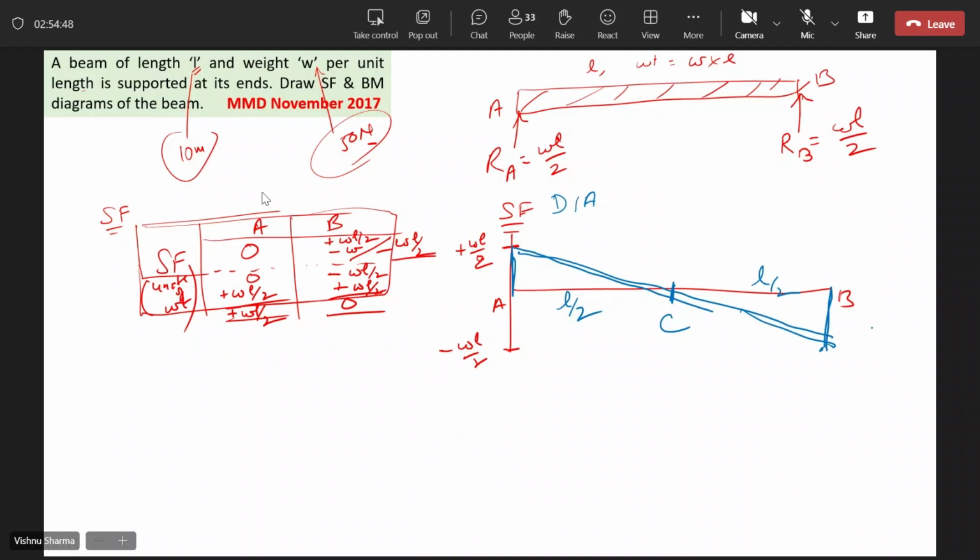So what are you doing? Basically, instead of putting 25, you're using WL in notation. So I'm sure you'll agree, three points for BM, guys. Yes or no? Yes, sir. So, BM table.